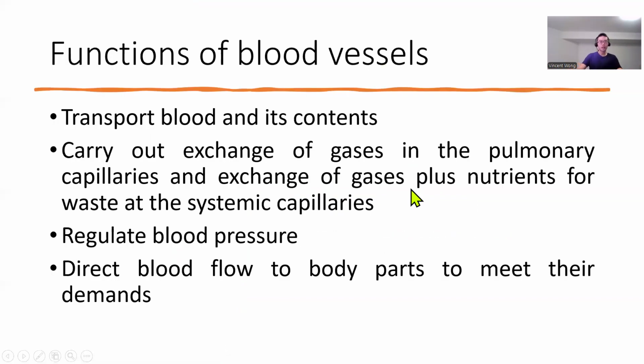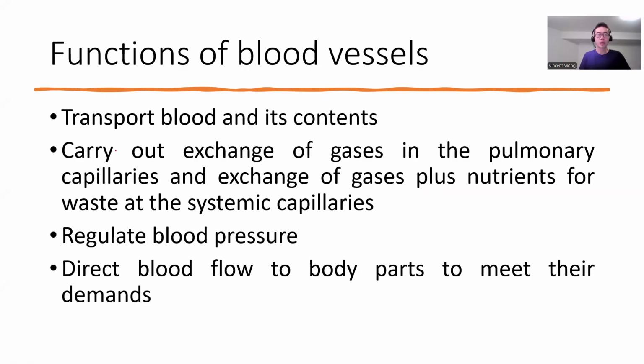Now, the functions of blood vessels. The obvious one would be to transport blood and everything that's inside blood. Next class, we will be learning about blood and the lymphatic system. We'll see what exactly is in blood that makes it so important and vital to our survival.